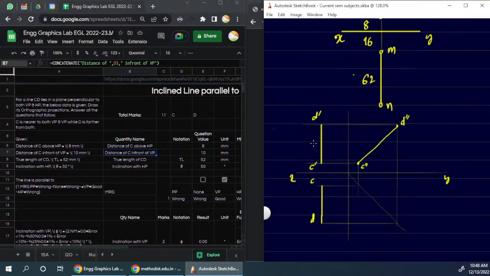Alright, this is what our diagram is going to be like. And now for the angles given at HP. This is how it's going to be, right? This is an inclination with HP, so it says theta. And this over here is phi. Alright. Length.